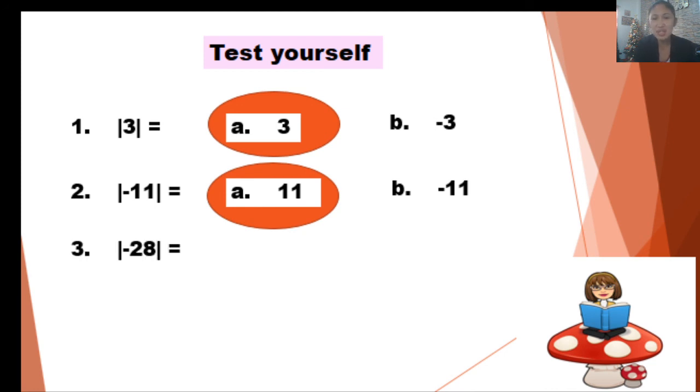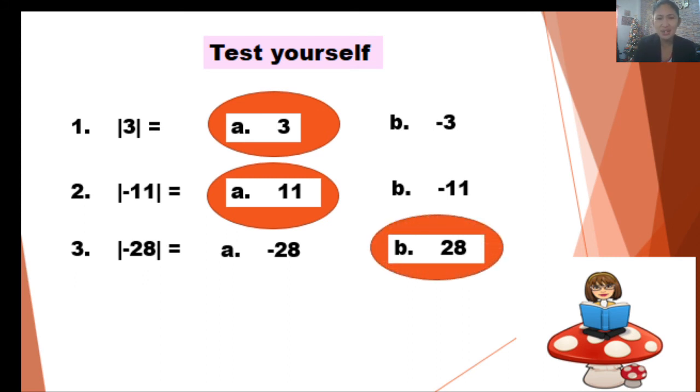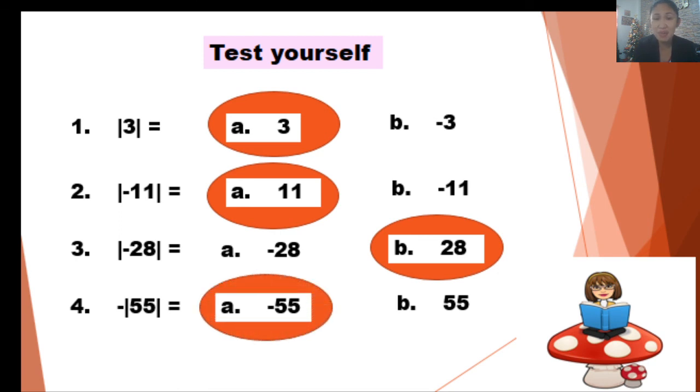Let's have another. The absolute value of negative 28. Is it negative 28 or 28? Come on, you can do that. It is 28. Very good. Let's have another. The negative absolute value of 55. Is it negative 55 or 55? The answer is negative 55. Take a look at the negative sign. It is outside the absolute value number. So we have negative 55.